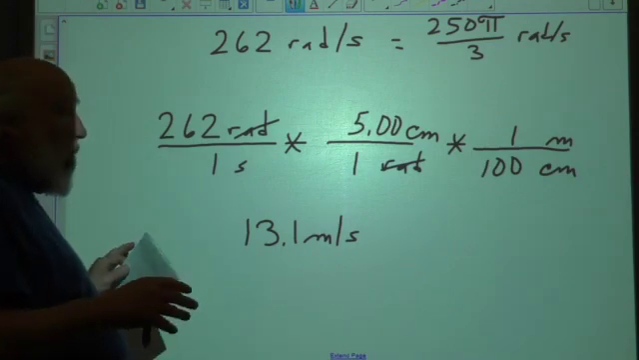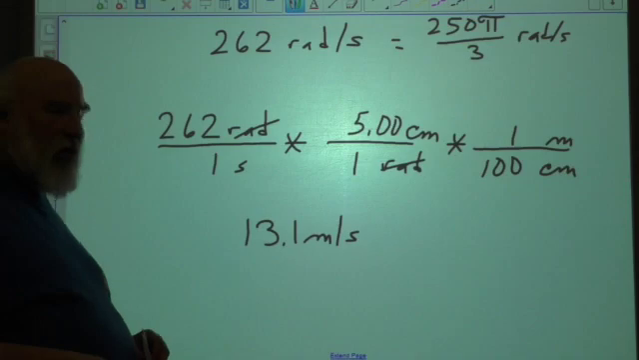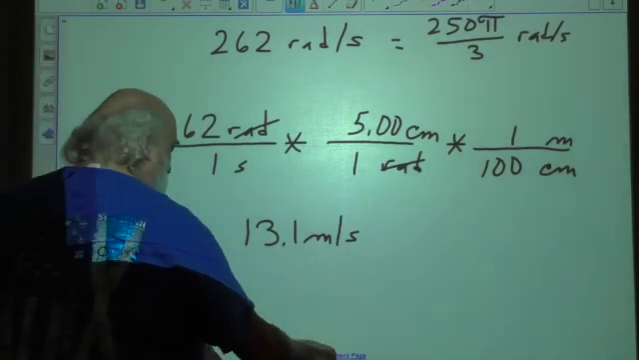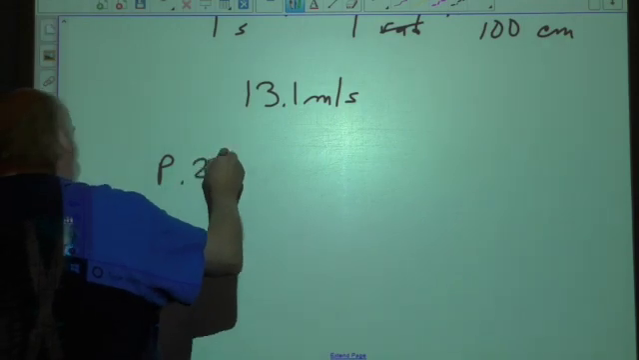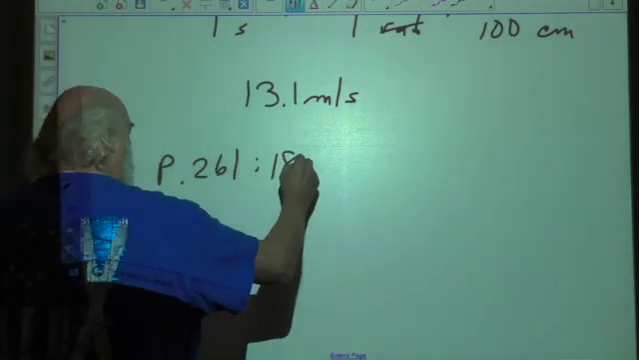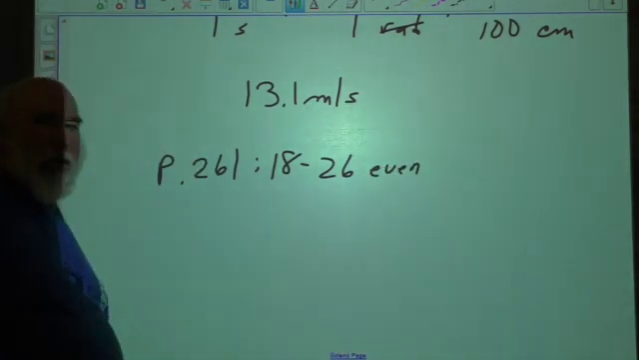So that's really all there is to this. There's not a whole lot more to this. We'll get into more complicated stuff in the next couple of sections. But in the meantime, the practice problems on page 261, 18 through 26E. Have fun.